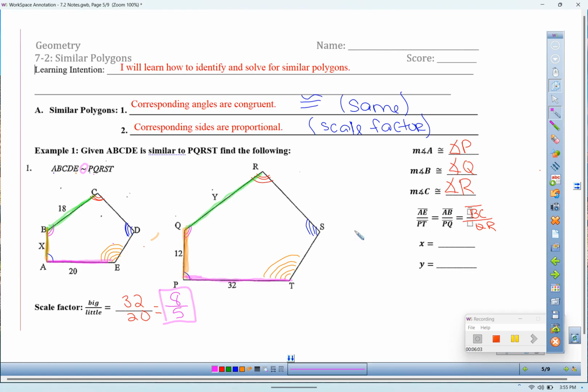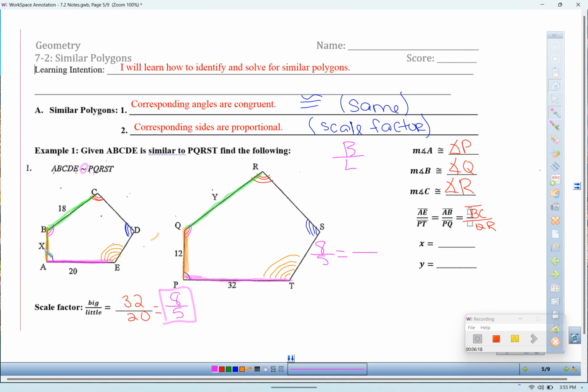So let's go ahead and solve for x. We're going to use our scale factor, which is 8 over 5, and we're going to just set it up like this from the very start. 8 over 5, and we're going to go find x. And keep in mind, we're doing big over little, B over L, every single time. Big over little, it has to stay that way.